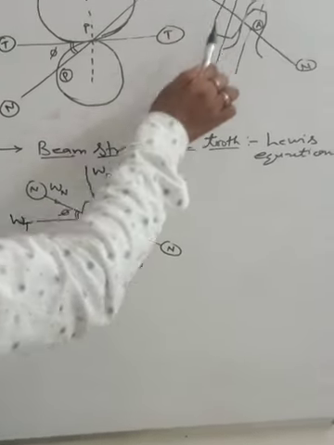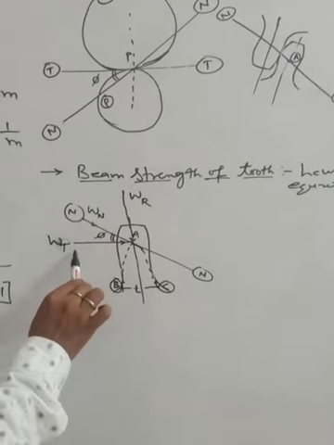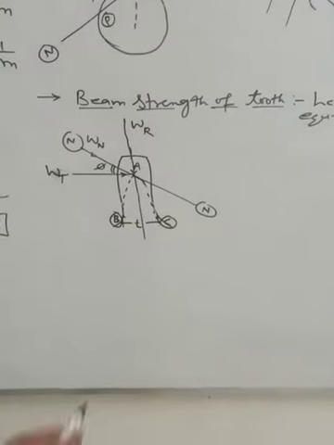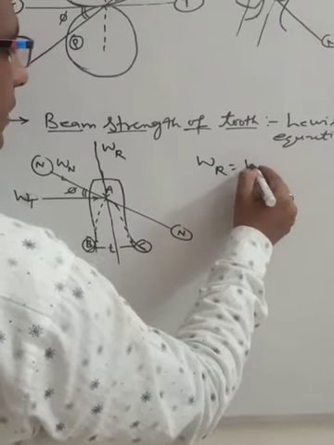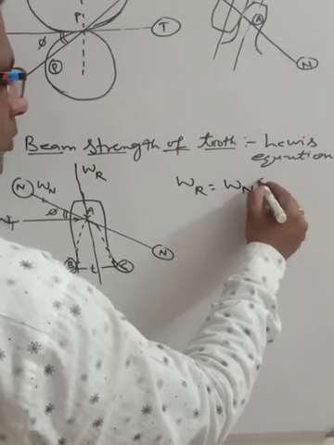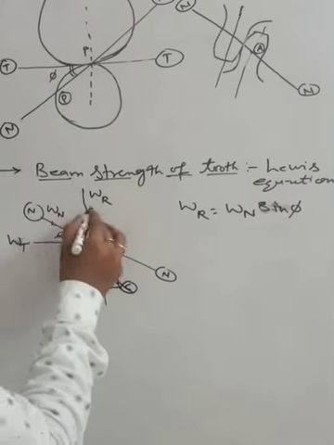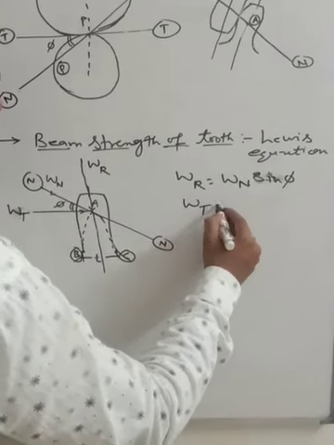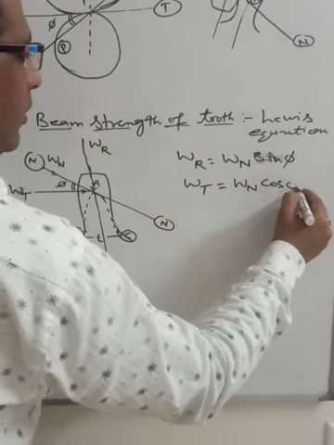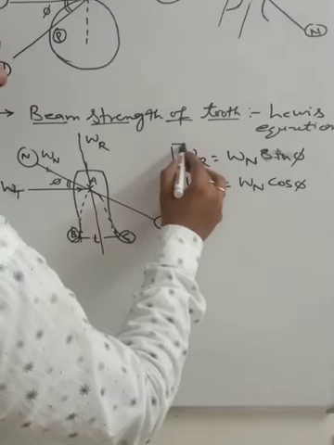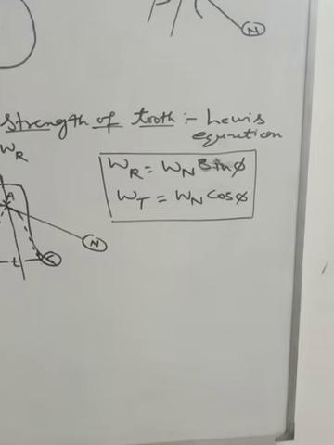Sorry, normal load is acting on this. The normal load is acting on this, and the components of this normal load are the tangential and radial loads. We can also calculate this radial load component. The radial load component is equal to your normal component multiplied by sin phi. This is the sin component, and Wt is equal to your normal component multiplied by cos phi. This is the relationship between these two loads.